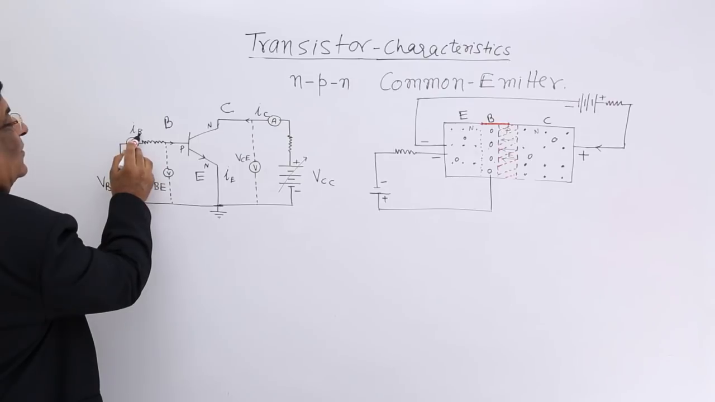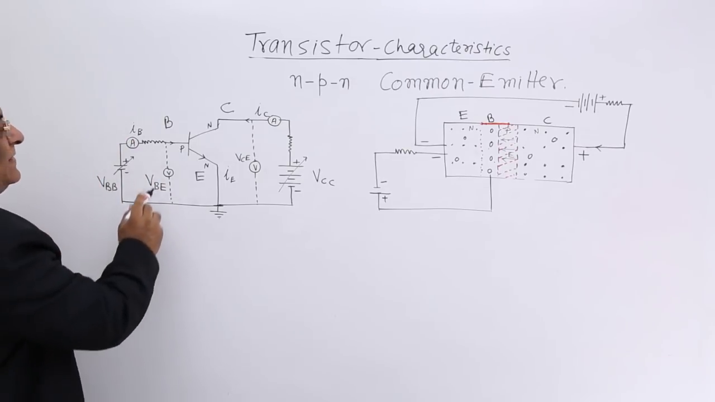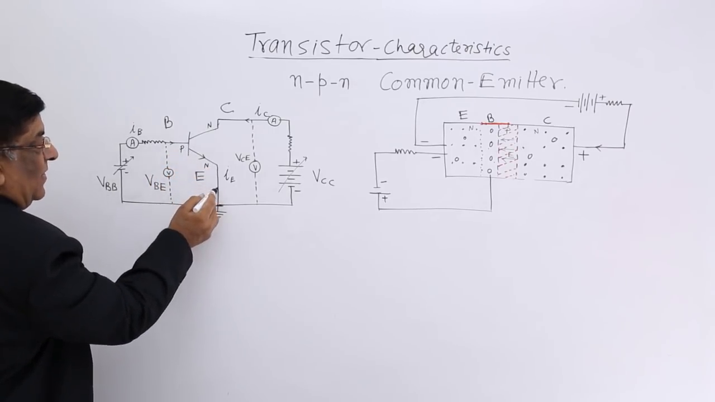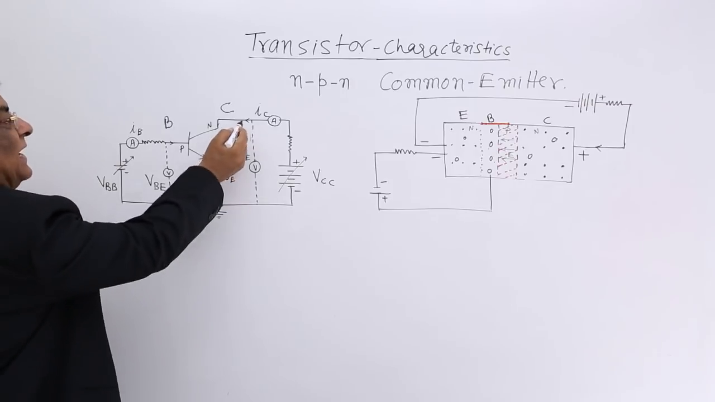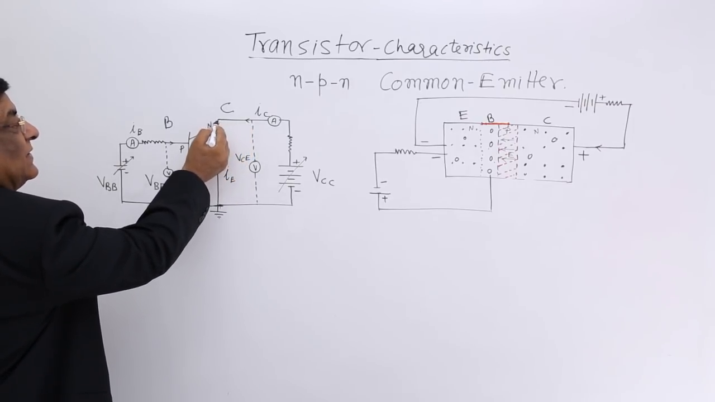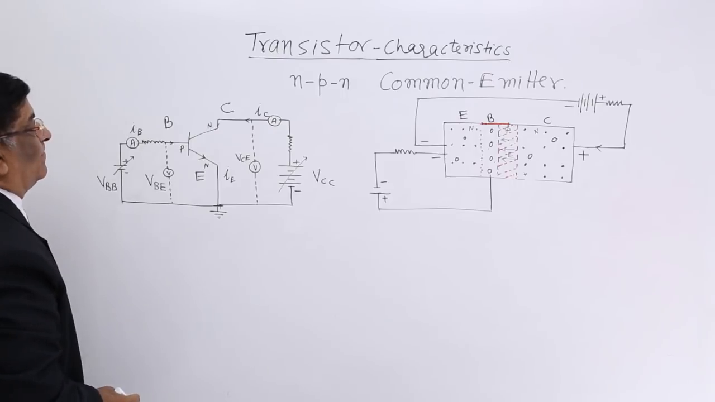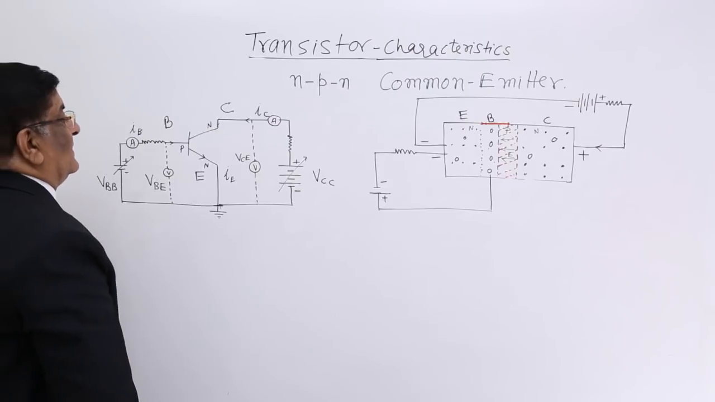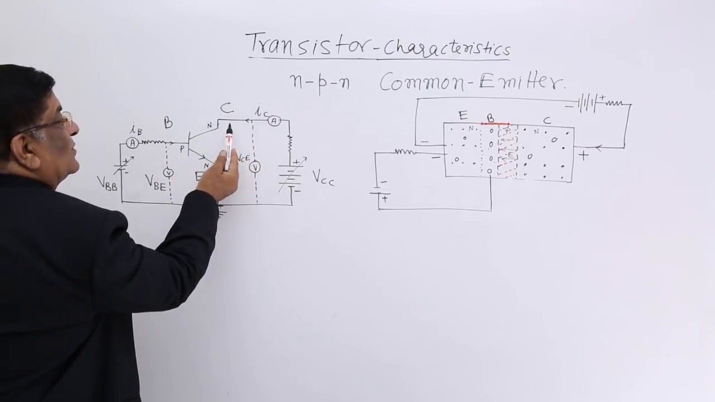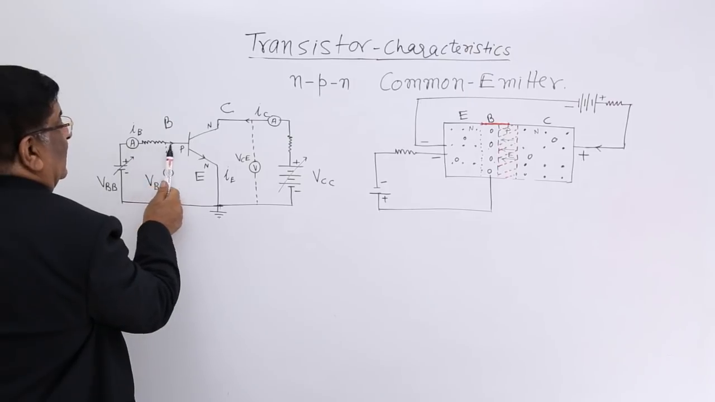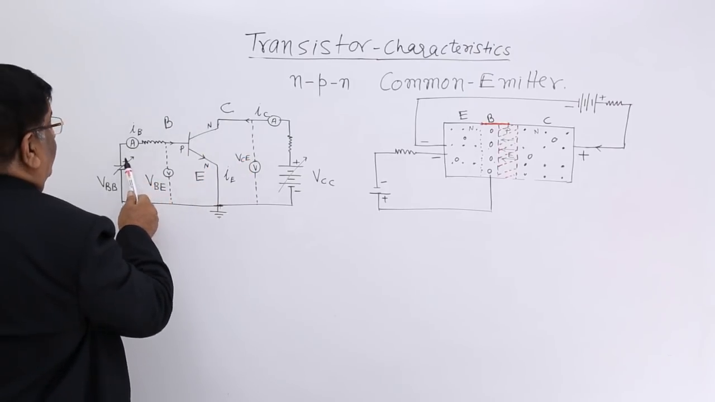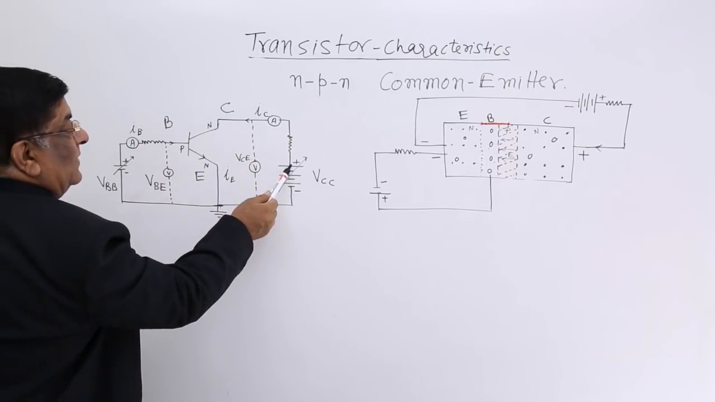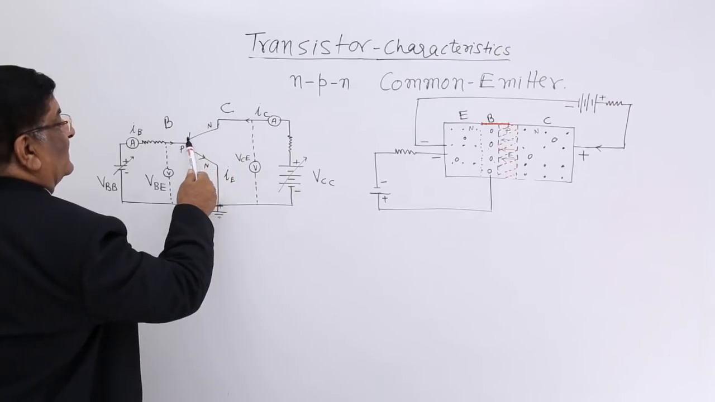The current which is going through the base, from plus going into the transistor, will be known as the current of the base, IB. The current which is coming out from the emitter is IE, and the current which is going into the collector will be the current in the collector, IC. So this is how the arrows of current go: B going in, and from this plus to N going in.